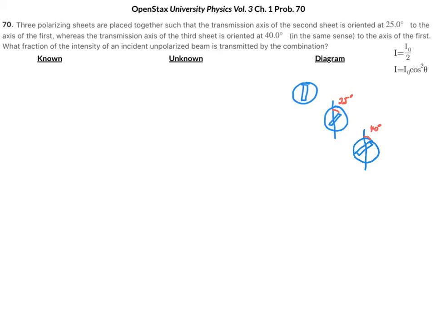And then we also know that we're passing unpolarized light through the combination. So we have unpolarized light going like this. So these are the electric fields every which way. So they will go through the first polarizer, the second polarizer, and then emerge on the other side.